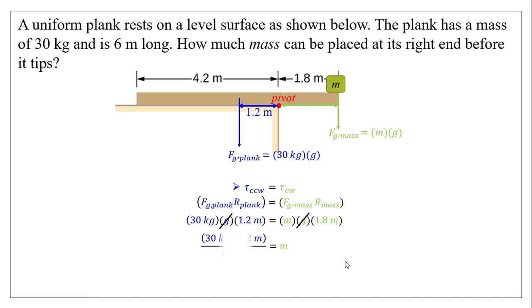So ultimately, on the left side, you just have 30 times 1.2, and then to solve for M, divide both sides by 1.8 meters, and that's what I did in my work here. If you simplify that on your calculator, you should get a value of about 20 kilograms, okay? All right, other than that, that is it for this particular problem.